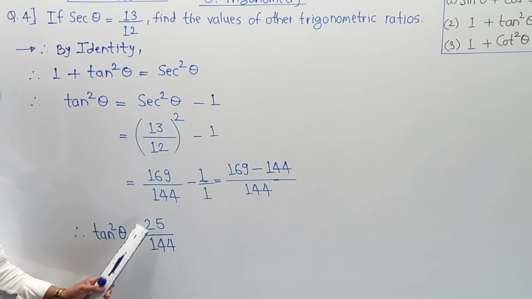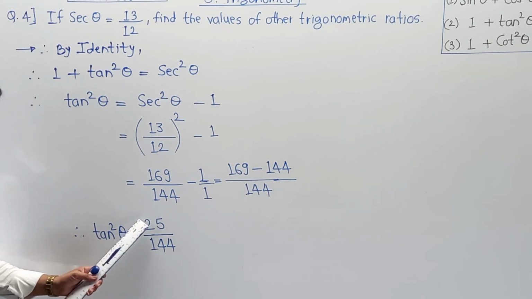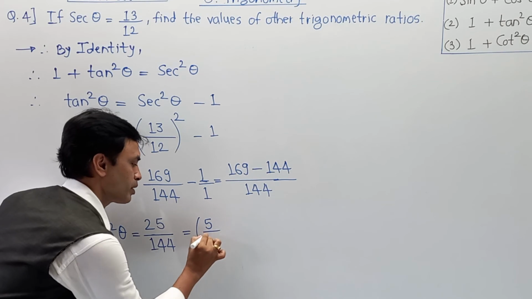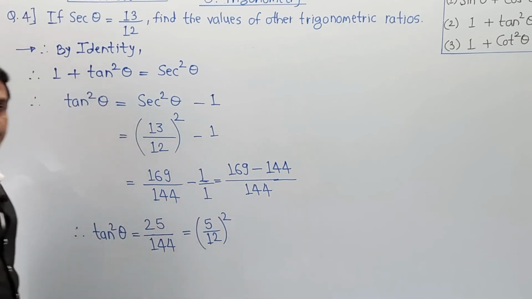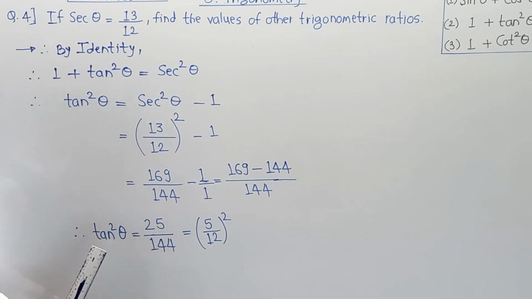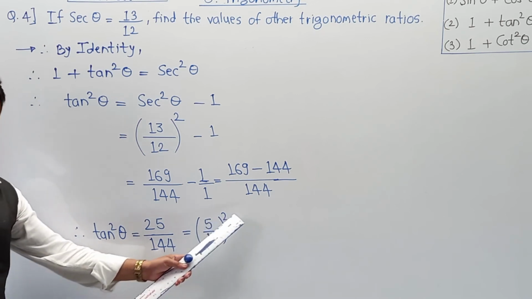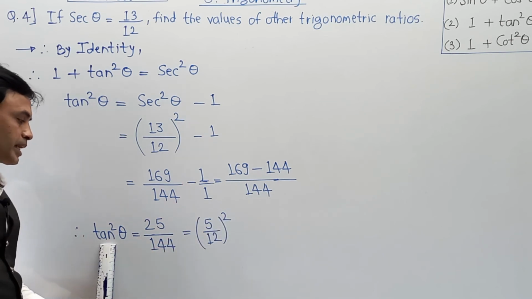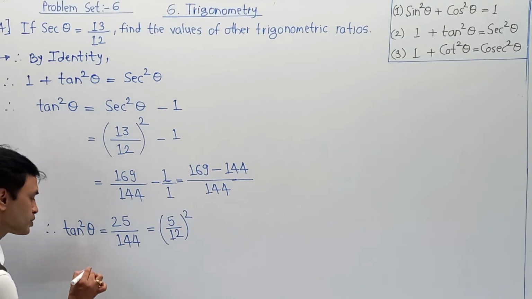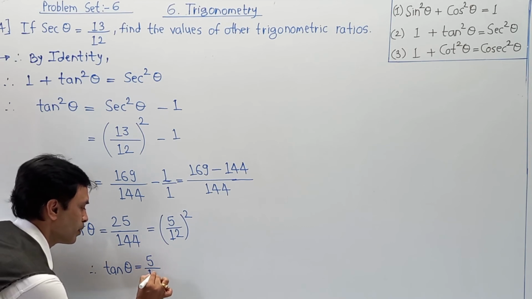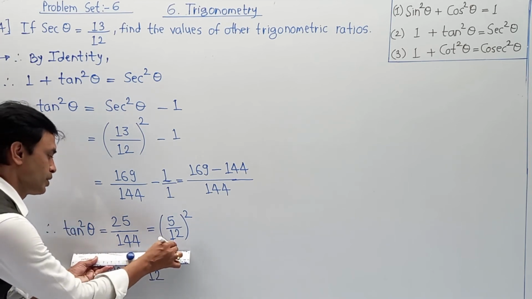Now as tan square theta is equal to 25 upon 144, both 25 and 144 are squares. One is the square of 5 and the second is the square of 12. So I am writing this value as (5 upon 12) whole square, because 5 square is 25 and 12 square is 144. As tan square theta is (5 upon 12) whole square, you can simply say tan theta is equal to 5 upon 12. So tan theta is equal to 5 upon 12, and that is your first answer over here.